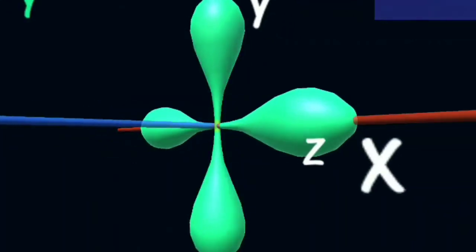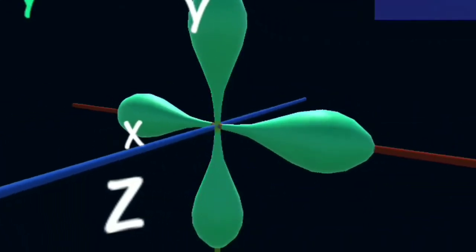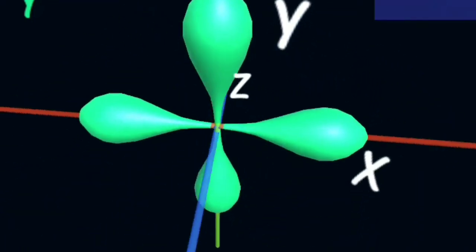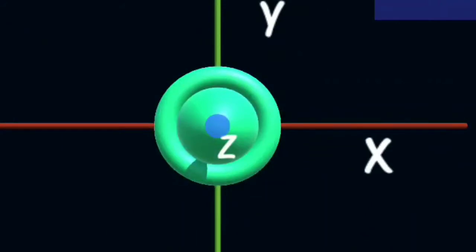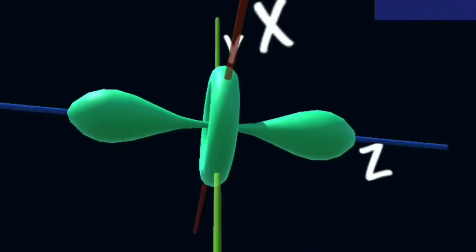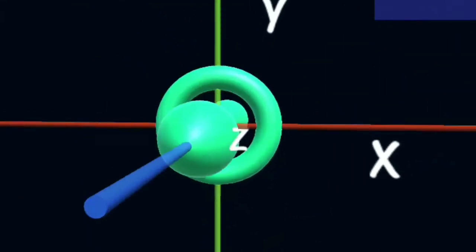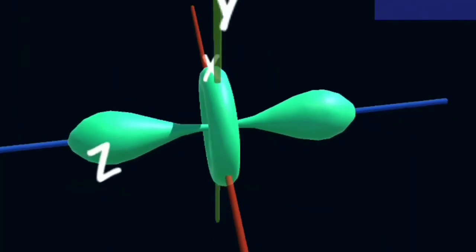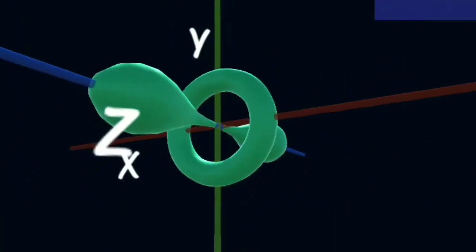Now this one is dx²-y². This is also a double dumbbell shape and all lobes are along the axis. Their orientation is along the axis. This one is dz². One dumbbell is along the z axis and there is a ring throughout the xy plane.